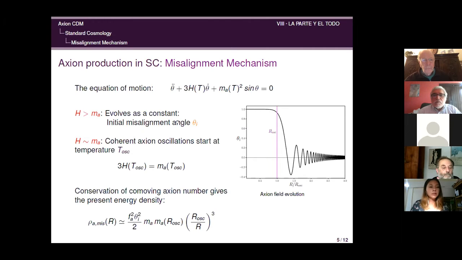Then when the temperature decreases, the axion mass becomes of the same order as the Hubble parameter. At that moment, the axion starts to oscillate around its minimum, and we can obtain the moment at which the oscillation starts, which we call the temperature T_osc, by equating these two terms. So that moment corresponds to this line here. Then, using the conservation of comoving axion number, we can obtain the present energy density of the axion, and we can see that it evolves as a to the minus 3. So the axion behaves as non-relativistic matter.